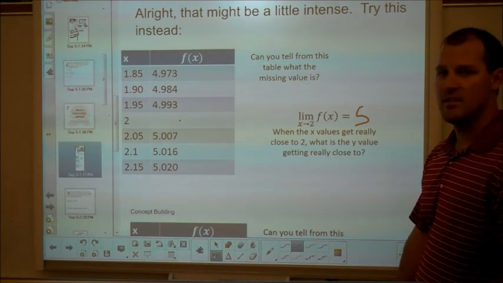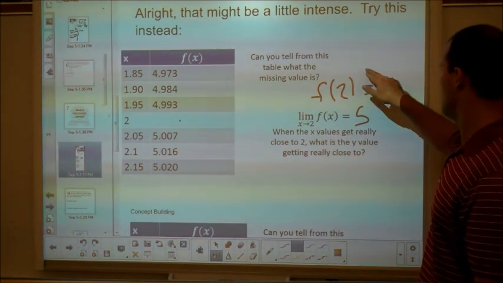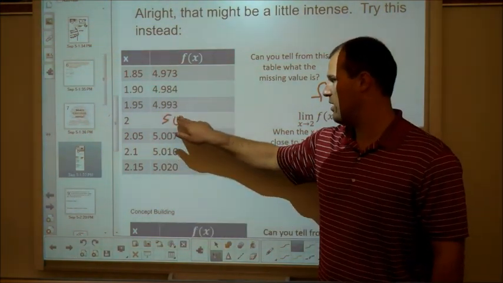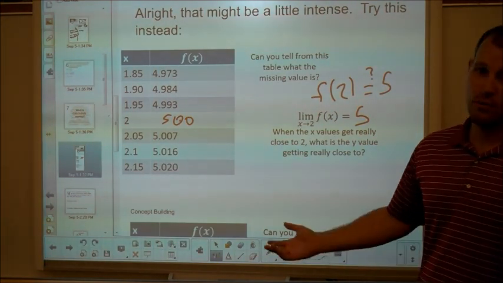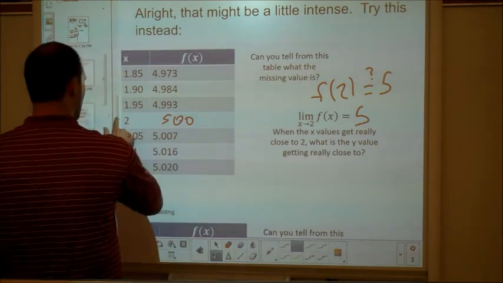And again, it does not mean that f of 2 is going to be 5. We don't know that. We're not claiming that. It could be 500 again. We just don't know. But that's the claim that we're making. Okay, we're going to do 3 of these so we can try to get the hang of it a little bit before we get into some actual limits. Let's go down to the next one.